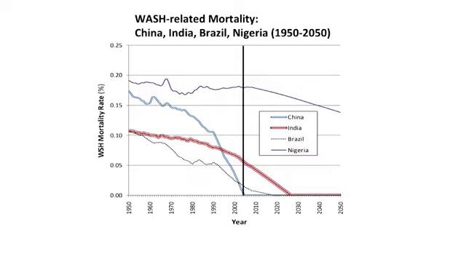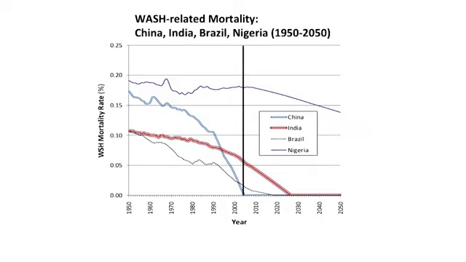This next slide shows WASH-related mortality in China, India, Brazil, and Nigeria. So what we've done here in the simulation is to translate these forecasts of coverage into the forecast of WASH-related mortality rates, and then in the next slides I'll show you WASH-related deaths.